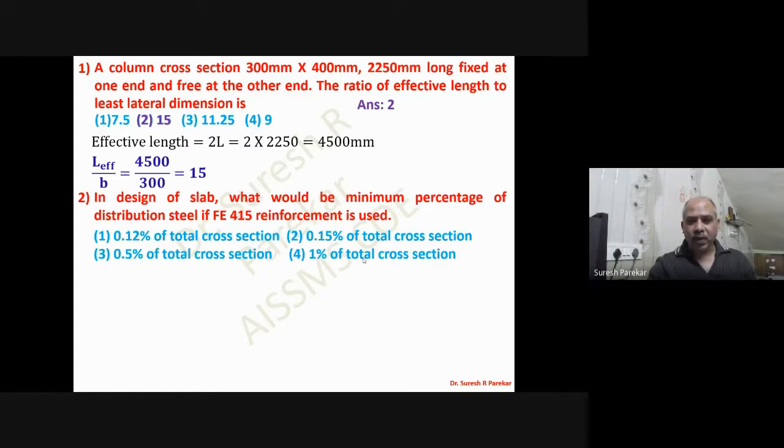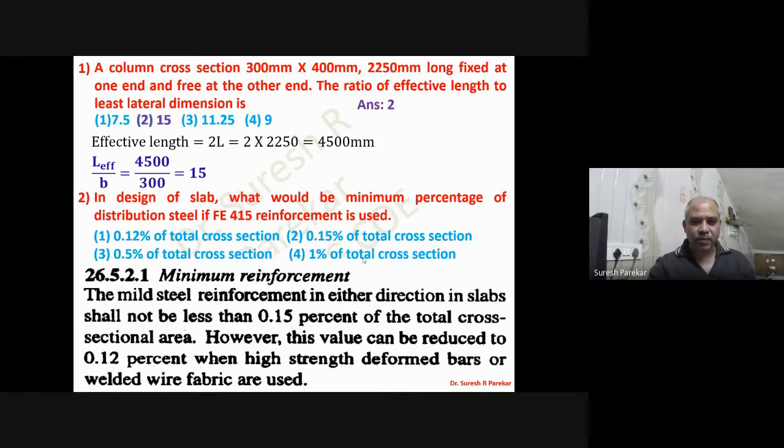In design of slab, what would be the minimum percentage of distribution steel if Fe415 reinforcement is used? So you can see in IS 456 we have this clause number 26.5.2.1, and in this clause that percentage is given. So if we see that percentage, then we have it for Fe415, and that is 0.12%. So we have option 1.